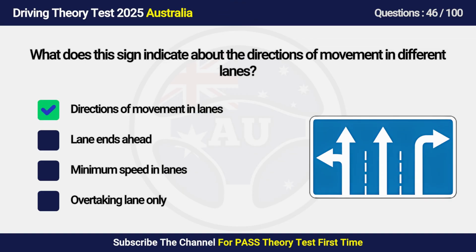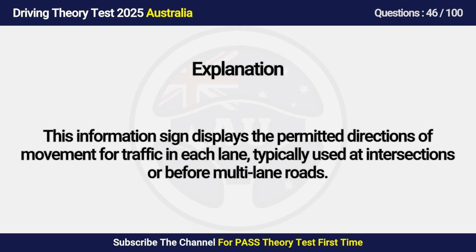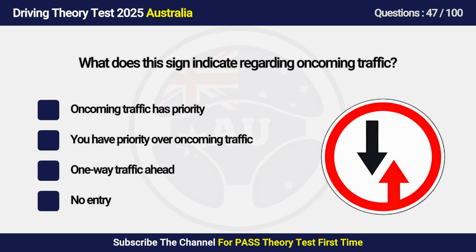Answer is A. Directions of movement in lanes. This information sign displays the permitted directions of movement for traffic in each lane, typically used at intersections or before multi-lane roads. Question 47. What does this sign indicate regarding oncoming traffic?